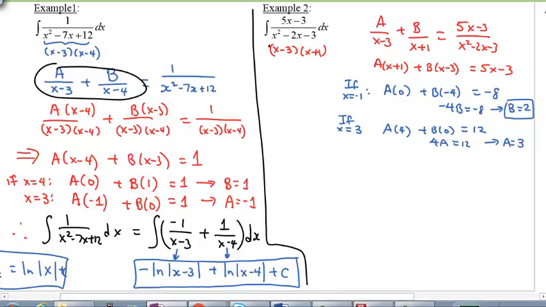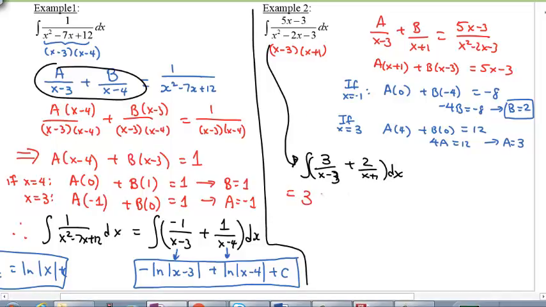And so, now we're ready to rewrite this integral as the integral of two rational expressions with a linear denominator. Here we go. A was 3, so 3 over x minus 3 plus B, which is 2 over x plus 1. And this is all being integrated. Once again, just go ahead and use natural logs.